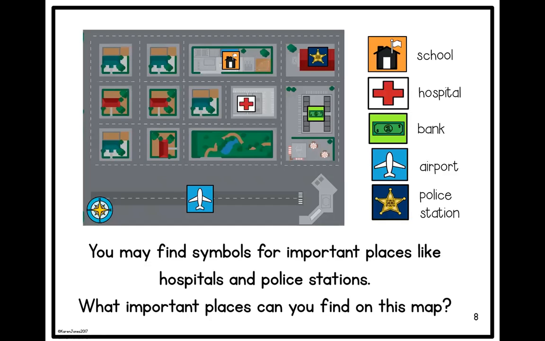You may find symbols for important places like hospitals and police stations. What important places can you find on this map? That's right. This symbol is for school. Do you see a school on the map? There it is. What do you think this symbol means? That's right. It's a hospital.